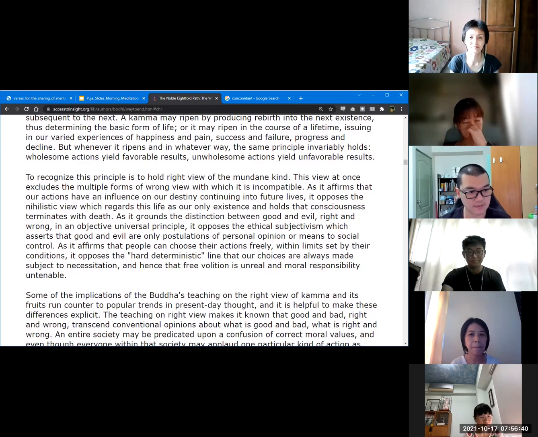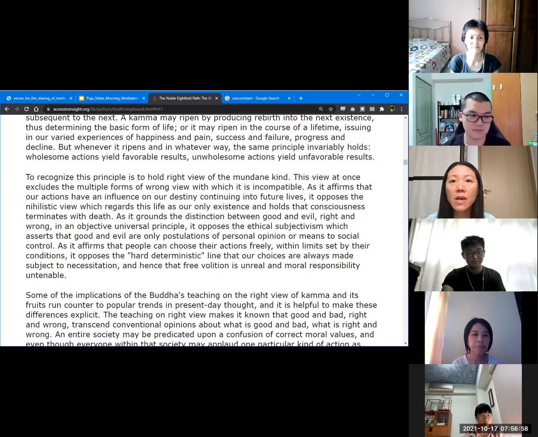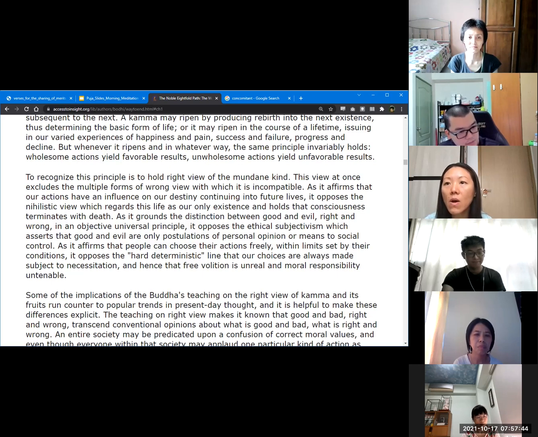To recognize this principle is to hold right view of the mundane kind. This view at once excludes the multiple forms of wrong view with which it is incompatible, as it affirms that our actions have an influence on our destiny, continuing into future lives. It opposes the nihilistic view, which regards this life as our only existence and holds that consciousness terminates with death. As it grounds the distinction between good and evil, right and wrong, in an objective universal principle, it opposes the ethical subjectivism, which asserts that good and evil are only postulations of personal opinions or means to social control.